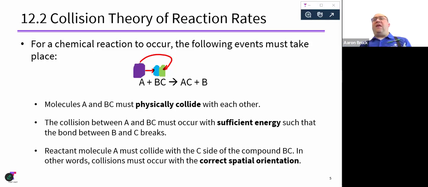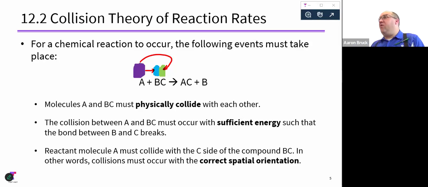Well, if A bumps into B, the energy of that collision is going into A and B together. The only thing that could happen is that A and B bond and C gets left behind. But that's not the chemical reaction. But if A bumps into C and forms bonds with C so that it can kick B out, then we have the reaction that we are interested in.